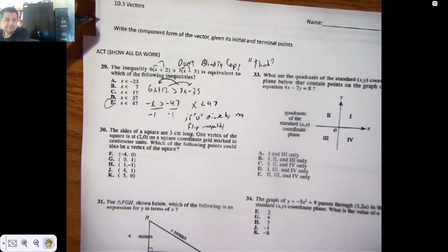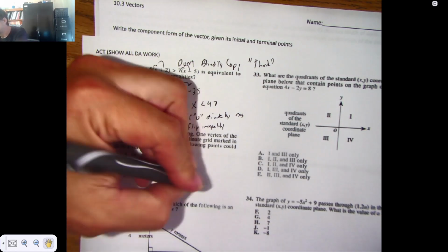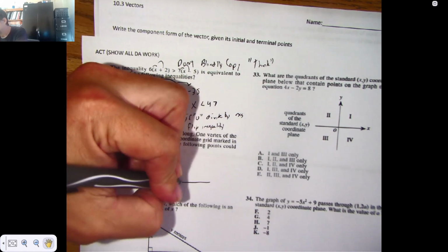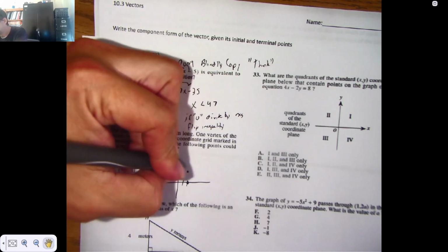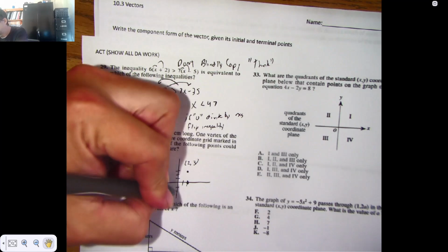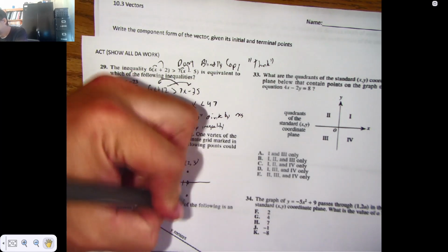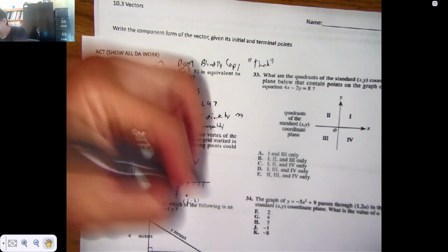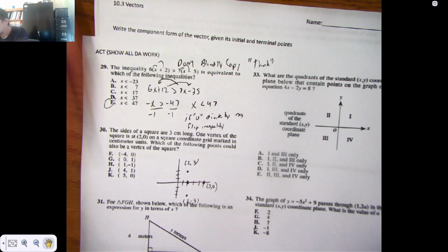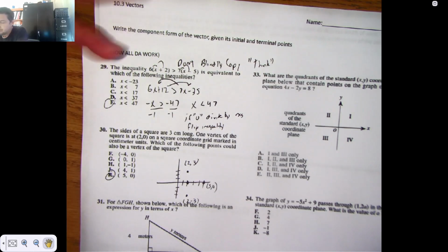Anyways, where was I? One vertex is at 2, 0 on a square coordinate grid marked in 3 centimeter units. Which of the following points could also be a vertex of the square? I mean, there's lots of things that could be the answer. You could go up 3. If you went up 3, you'd be at 2, 3. You could go down 3. If you went down 3, you'd be at 2, negative 3. You could go right, and by the way, those aren't on there. You could go right 3. That puts you at 5, 0. There she is. So you just explore the options there.